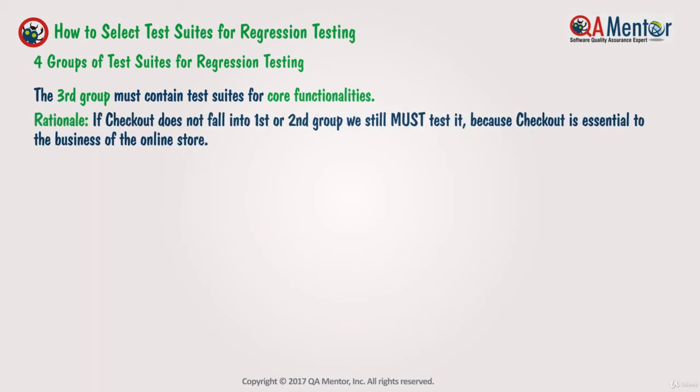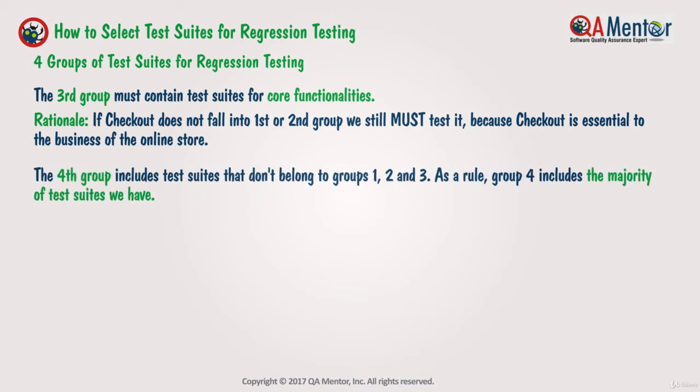Rationale? If checkout does not fall into the first or second group, we still must test it because checkout is essential to the business of the online store. The fourth group includes test suites that don't belong to groups 1, 2, and 3. As a rule, group 4 includes the majority of test suites we have.